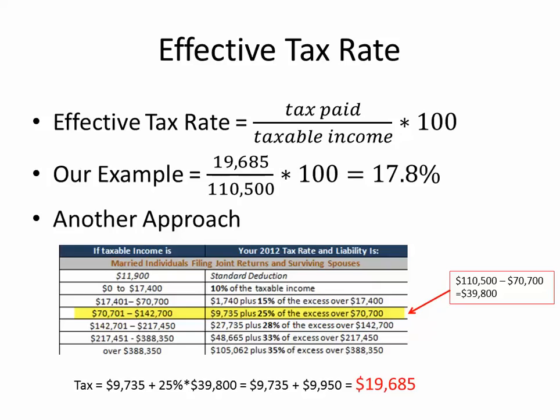Sometimes if you're looking online, it's a little different from the way we calculated it, because we split ours up into buckets and actually computed the part at 10%, then the part at 15%, and finally the remainder at 25%. But either way, the calculations are the same.